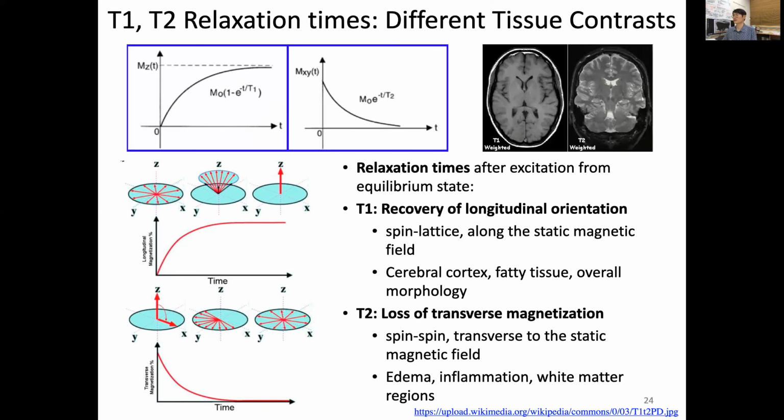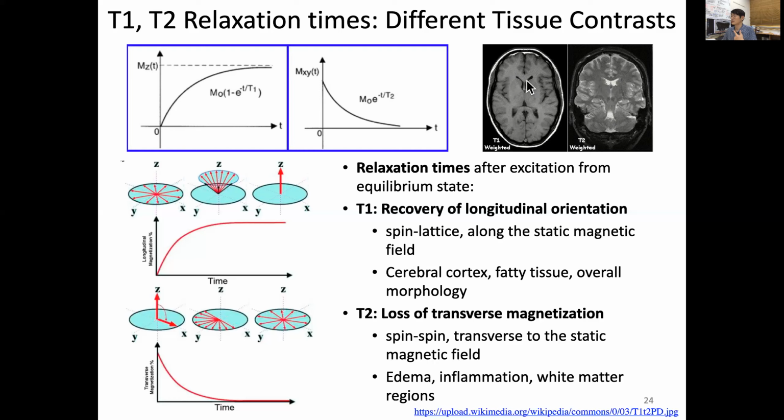So this is an example of T1 weighted and T2 weighted MRI. You can see T1 weighted is very good for white matter, gray matter, and cerebral cortex. So this is good for cerebral cortex and fatty tissue, and overall morphology is clear here. So we are using this one as a basis for fMRI later on. I'll talk about it. And this is T2 weighted MRI.